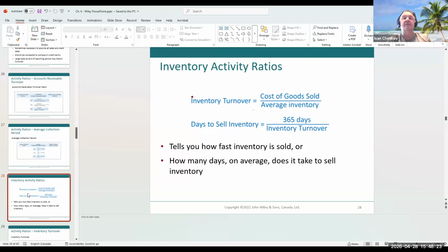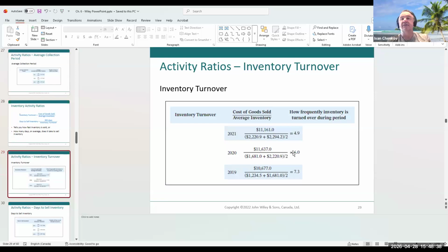But if my inventory turnover starts getting low, and if I'm in the bakery industry, I may be in trouble with my inventory. I may even have to throw out my inventory. So let's see how this company performs.